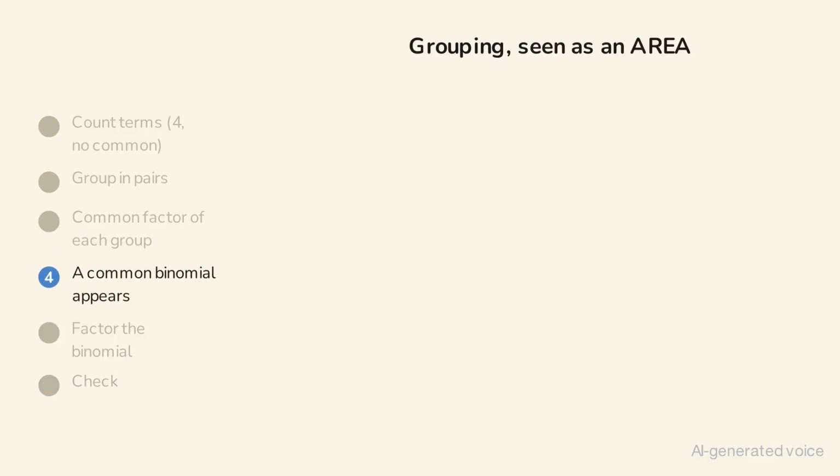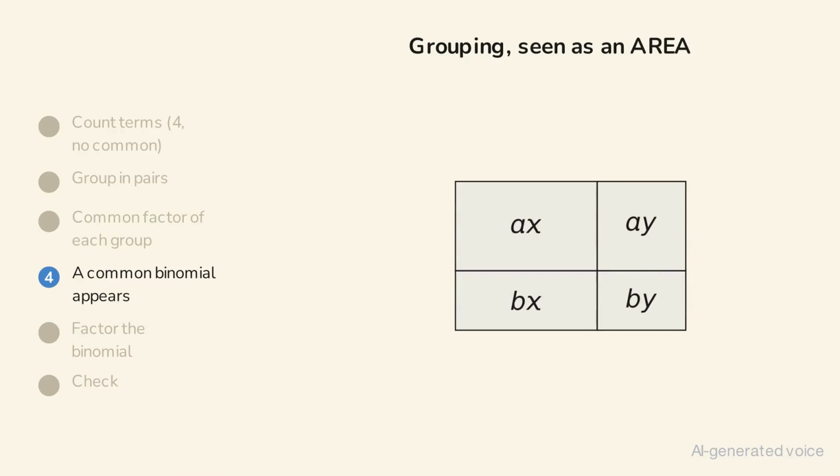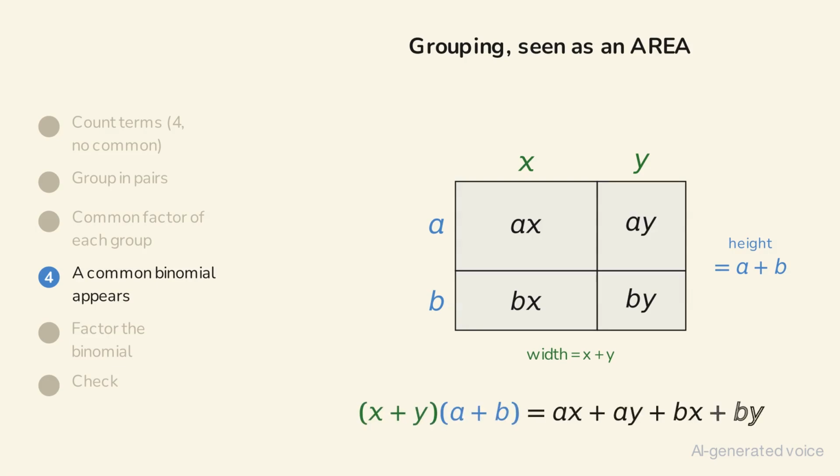Let's see grouping as a picture, as an area. Picture a big rectangle split into four little pieces with areas ax, ay, bx, and by, exactly our four terms. The width of the rectangle splits into x and y, that is, the width is x plus y, and the height splits into a and b. The height is a plus b. So the total area, which is the four terms, is width times height, x plus y times a plus b. The same answer, now drawn.